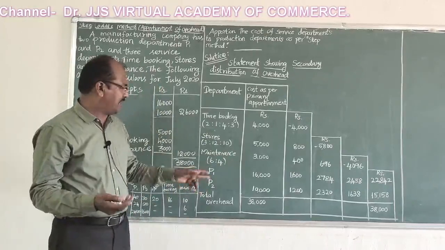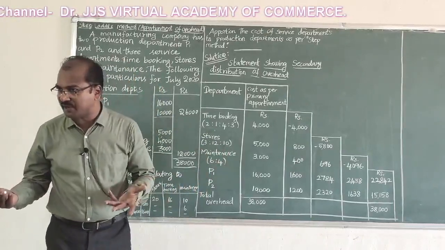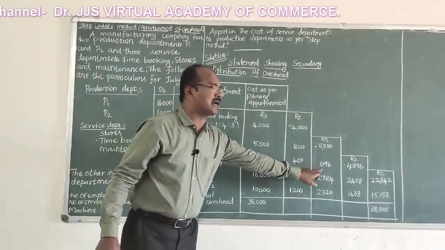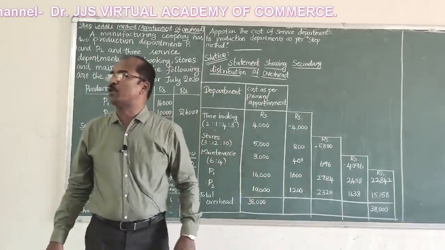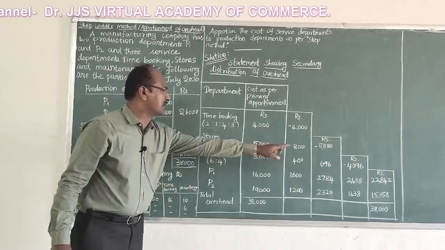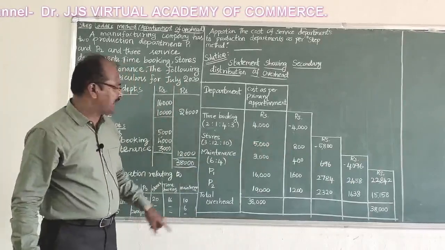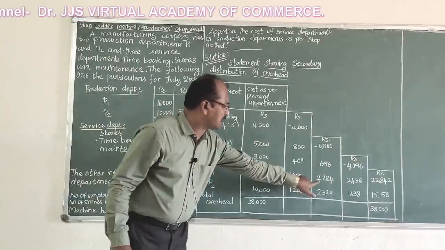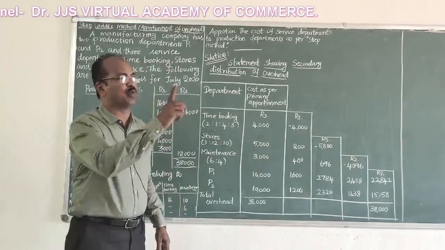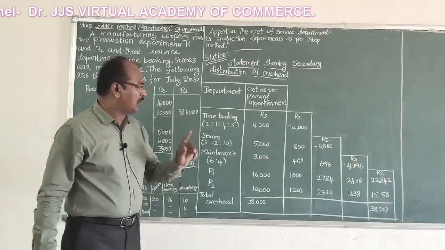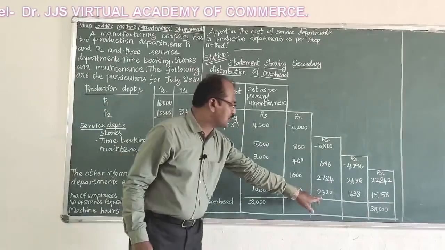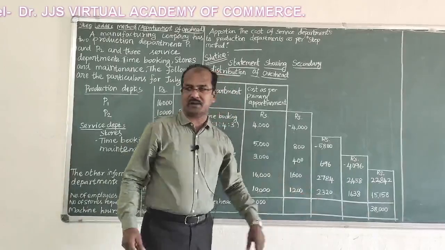5,800 divided by the total of all this, 25, into 3, you will get how much? 696 rupees. That is apportioned to which department? Maintenance department. Now 5,800 divided by 25 into 12, it comes to 2,784 rupees for P1 department. For P2, 5,800 divided by 25 into 10, it gives us 2,320 for P2 department.